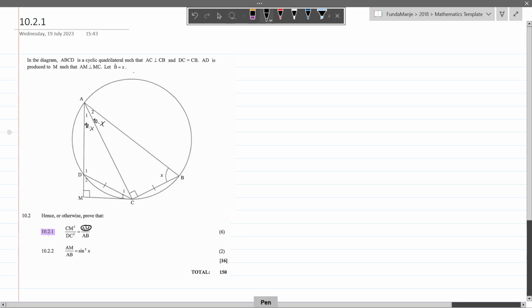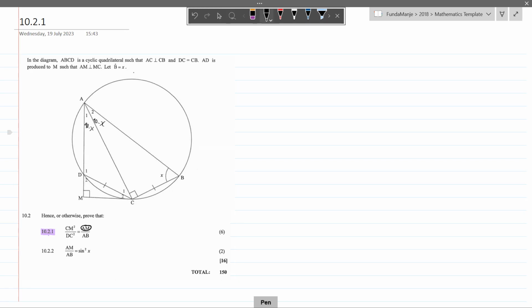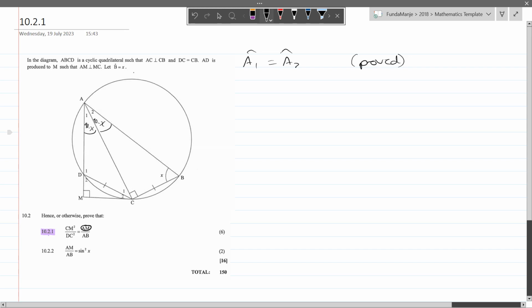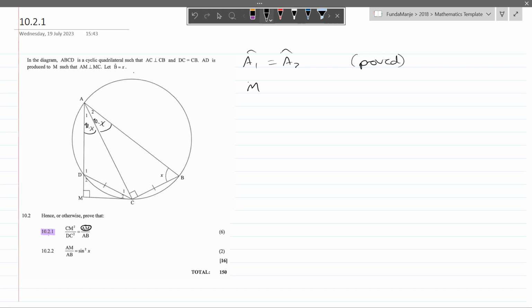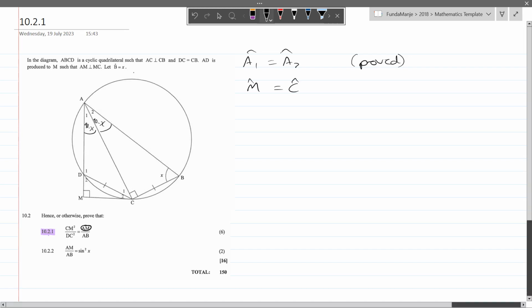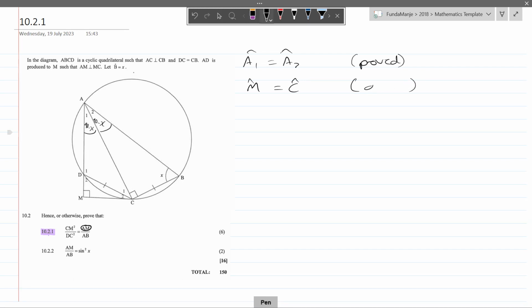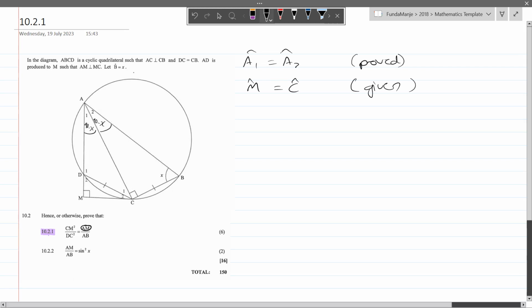We are going to prove that this big triangle here is similar to this other big triangle over here, and that's quite easy to prove since we already see that A1 is equal to A2. So A1 is equal to A2. That has already been proved. Then from there we see that M is equal to C. That's also already been proved, or not proved but given.